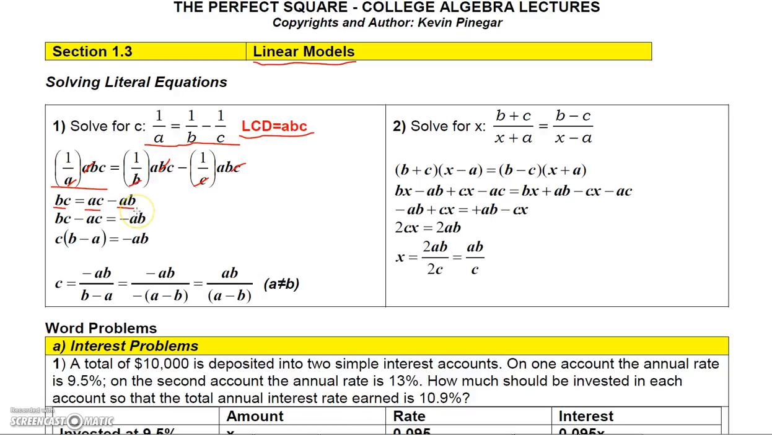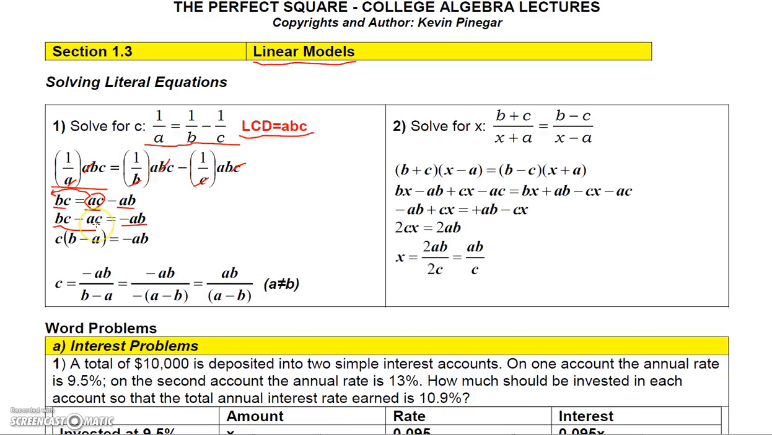Now, since we want to solve for c, let's get the two terms that have c in them to the same side of the equal sign. So what I'm going to do is transpose this term over to the other side. And remember, when I do that, it becomes minus. So if I move this to the other side, I get bc minus ac. And then over here, I still have the minus ab.